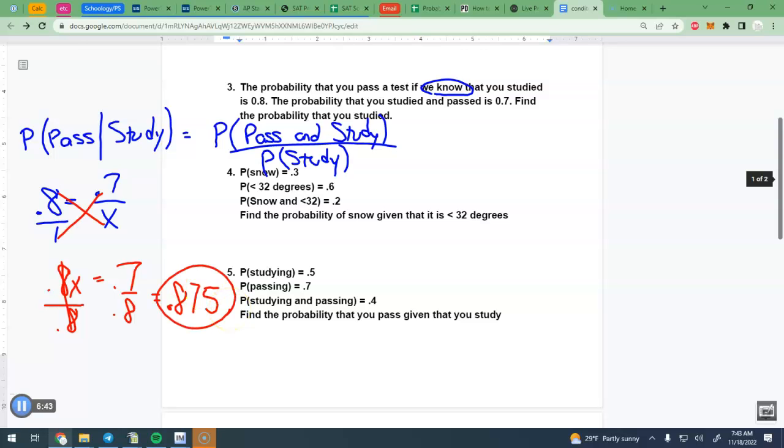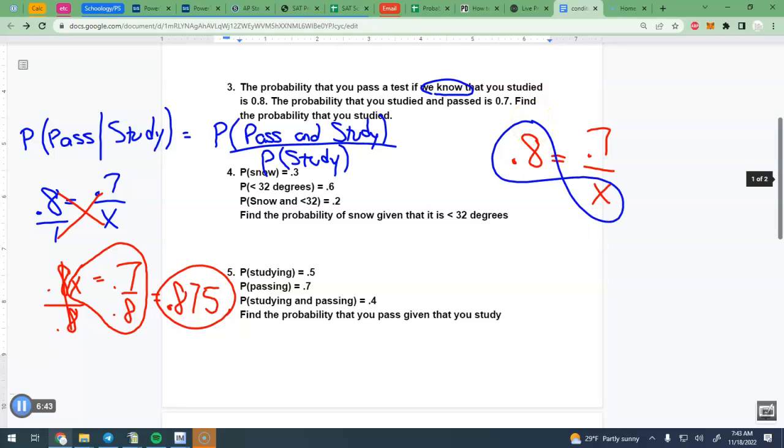Notice something else too. This is just like a little algebra trick. I had 0.8 equals 0.7 over x. And at the end of it, what I ended up with is x equals 0.7 over 0.8. Really, what happened there? If you're in that spot, you can just switch those two. Which is like a little quick algebra trick.